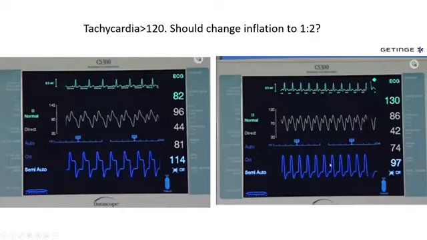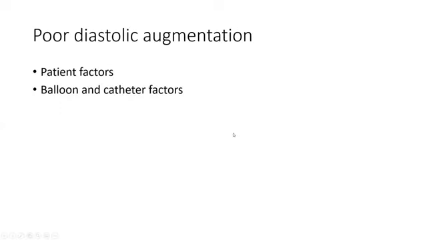That's why tachycardia is harmful. If you go to 1 to 2, you'll actually compound and aggravate the problem. So definitely don't do that. Okay.